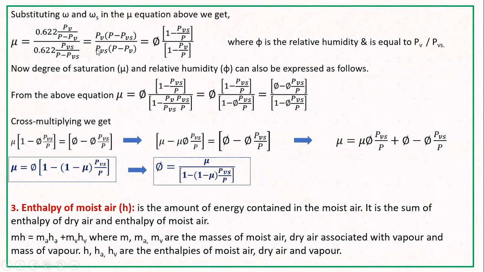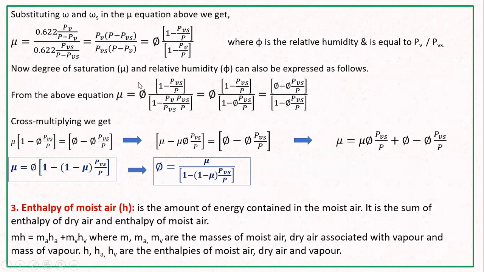What is PV by PVS? We have just now seen it is nothing but the relative humidity, phi. So that will be equal to phi into 1 minus, I am taking P outside. So if you take P outside, you get 1 minus PVS by P, divided by, again P outside, 1 minus PV by P. So this P gets cancelled there, and you will get this expression.